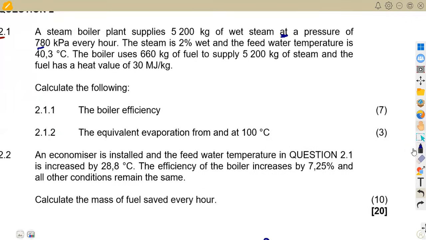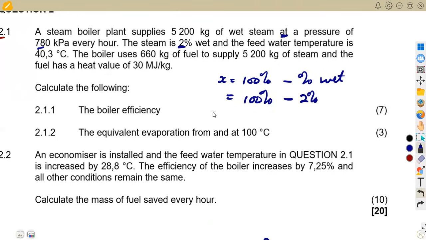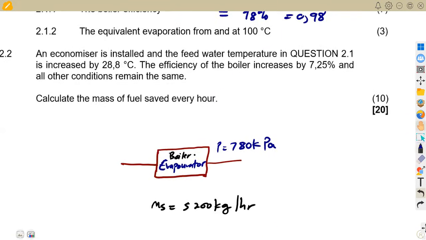Then the steam is 2% wet. So from the 2% we are going to get our dryness fraction, which is 100% minus the percentage when it is wet. In this case, 100% minus 2% wet, so it is going to remain as 98% dry, which is 0.98. So they have given us the dryness fraction, which definitely applies after the boiler. At the boiler, we have our dryness fraction of 0.98.